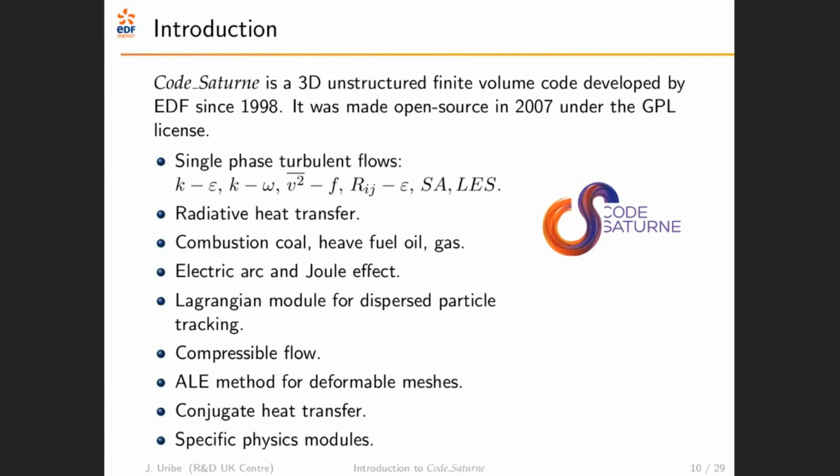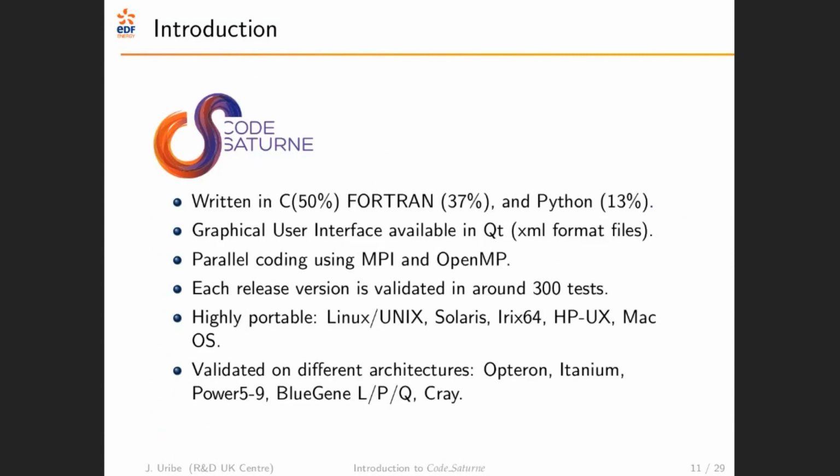It's a single-phase code. It has very different types of turbulence models. It also has a series of modules, such as compressible combustion, electric arcs, and conjugate heat transfer that we'll be using later on in the course. And many other modules are being added as they're required.